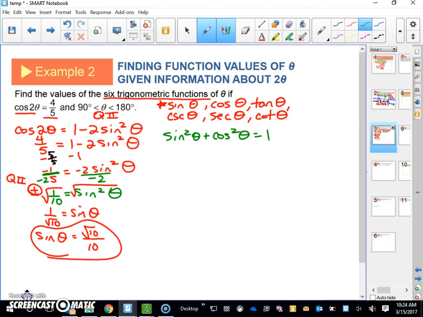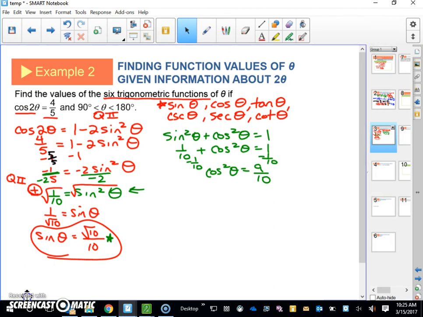Okay? So, go back to right here where we had sine squared theta. It's 1/10. Or I suppose you could take your sine theta and square it if you want, but you're going to get 1/10 there. Plus cosine squared theta equals 1. I'm going to solve for cosine theta. So let's subtract the 1/10. And cosine squared theta equals 9/10. You need to take the square root of both sides, plus or minus, right?